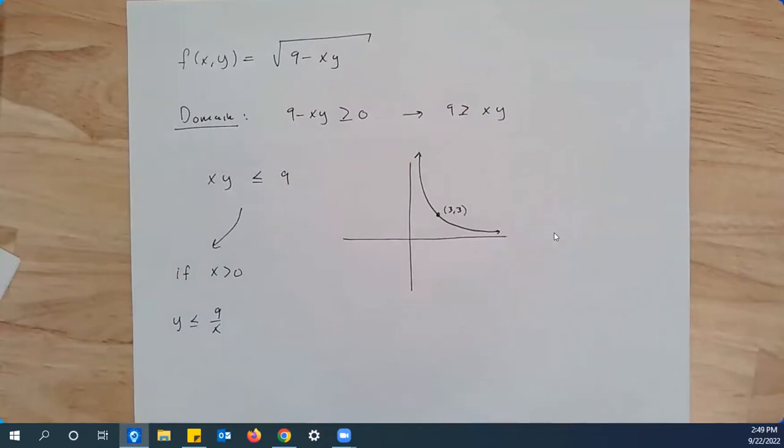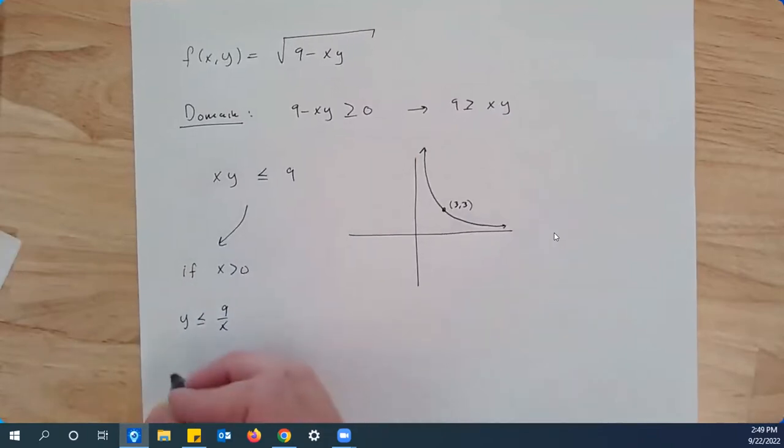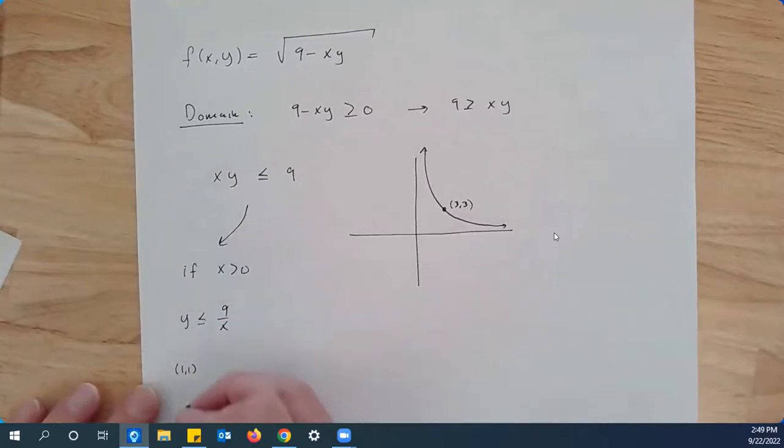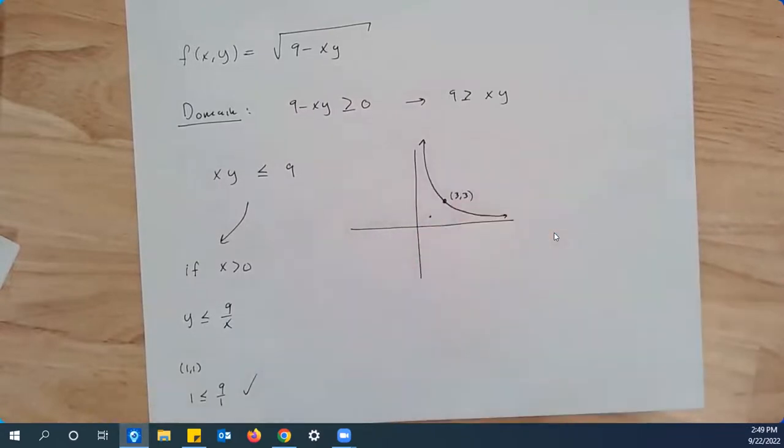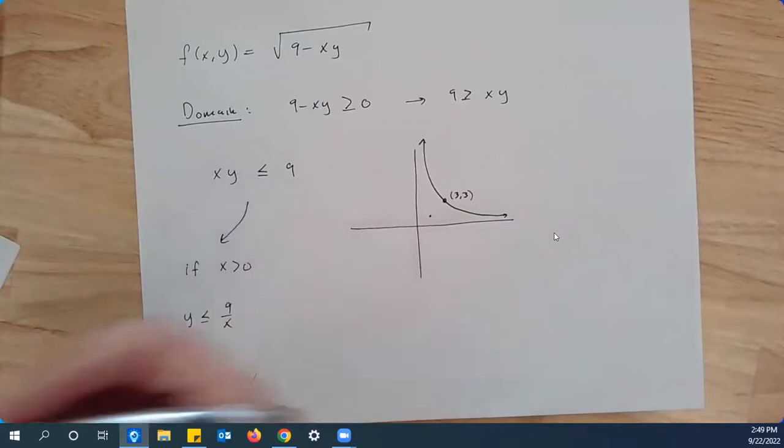I pick the point (1, 1). If I plug in 1 for x and 1 for y, is this inequality true? Is 1 less than or equal to 9 divided by 1? Yes. So that means that the point (1, 1) is on the side where this inequality is true, where xy is less than or equal to 9.